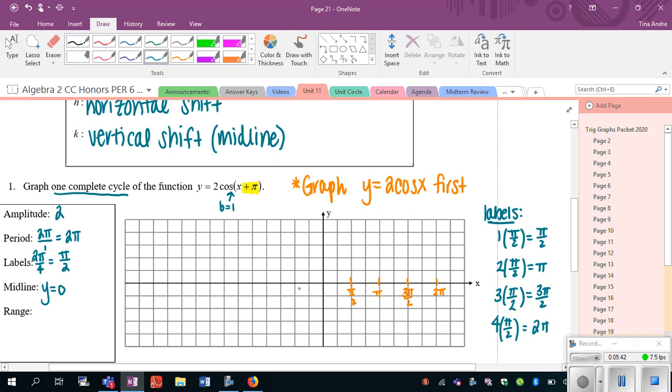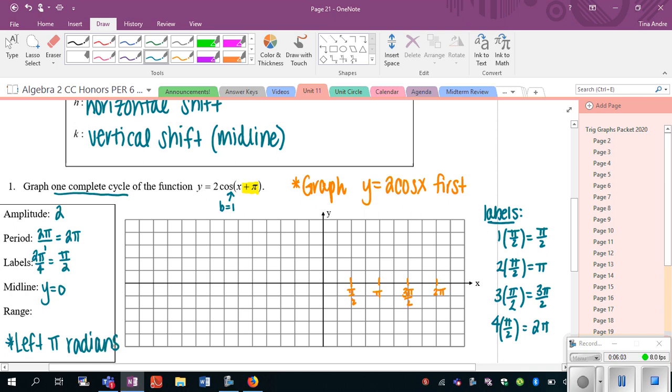So I'm actually going to include some negative units on the left because I'm going to be shifting my graph left pi. So that's why we're centered here. We have our y-axis in the center. So let me go ahead and write that. I'm just going to write it over here. We're going to go left pi radians.